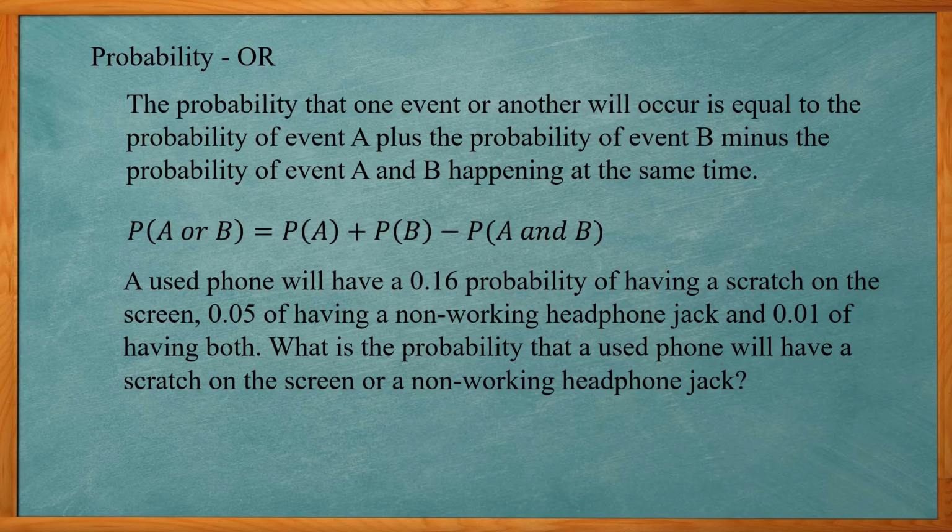So now if you're dealing with the OR statement, the probability that one event or another will occur is equal to the probability of event A plus the probability of event B minus the probability of event A and B happening at the same time. So the formula: probability of A or B is equal to probability of A plus the probability of B minus the probability of A and B.